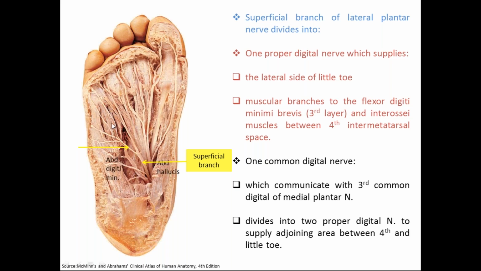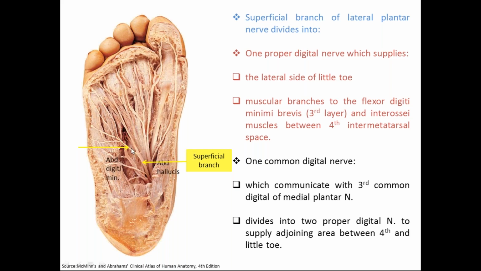As we know, the interossei are present between the metatarsals. So between the fourth intermetatarsal space, both dorsal and plantar interossei are going to be innervated by the branch of this one proper digital nerve, which is coming from the superficial branch.